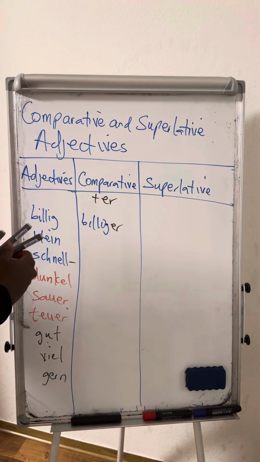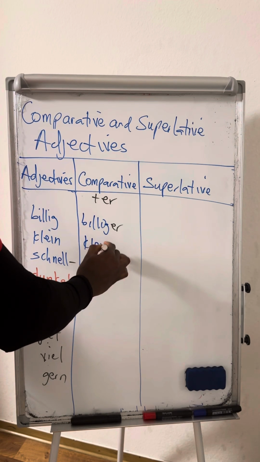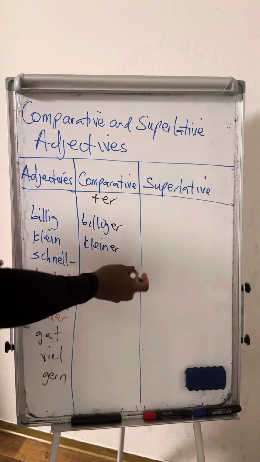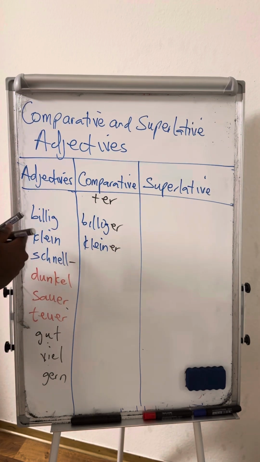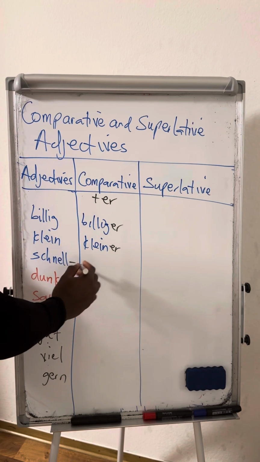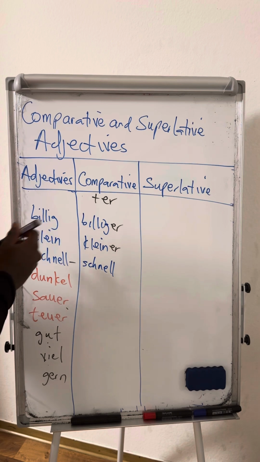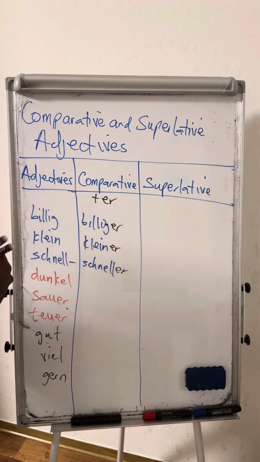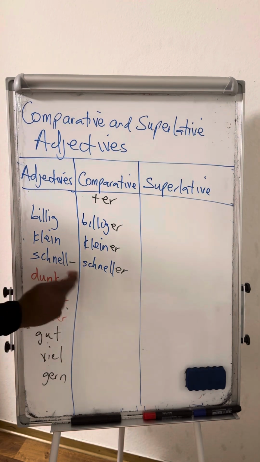You understand? So this is your comparative. The same thing with klein. If you write your klein, you add er. Kleiner, the smaller. Small, smaller. Fast, faster. So fast, which is schnell. If you want to put it in the comparative, you add er at the end, giving you schneller. Good.